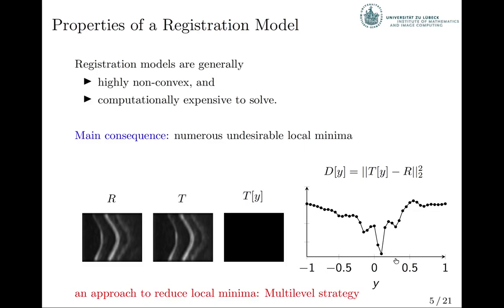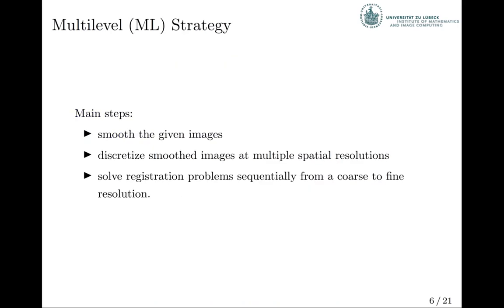In order to avoid local minima in image registration, we mainly use the multilevel strategy. The multilevel strategy consists of a few steps. We smooth the given images, discretize them at a coarse resolution, and then again smooth the images and discretize at another resolution. Then we solve the image registration problem from coarse to fine resolution.